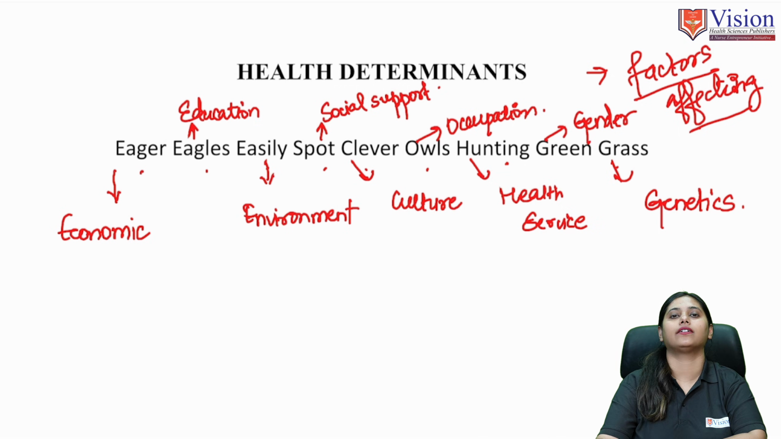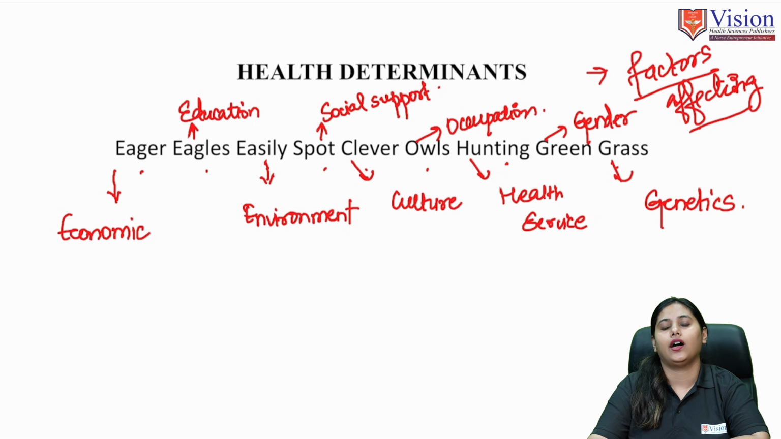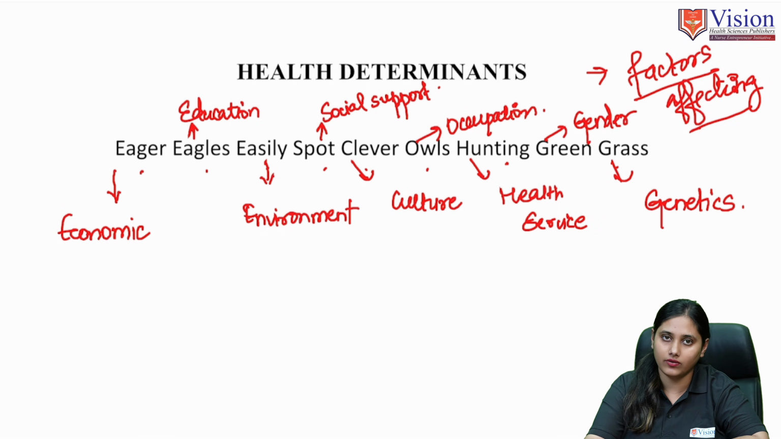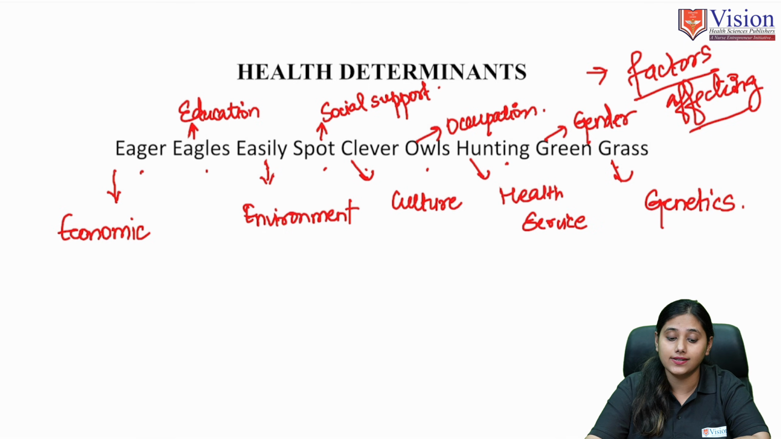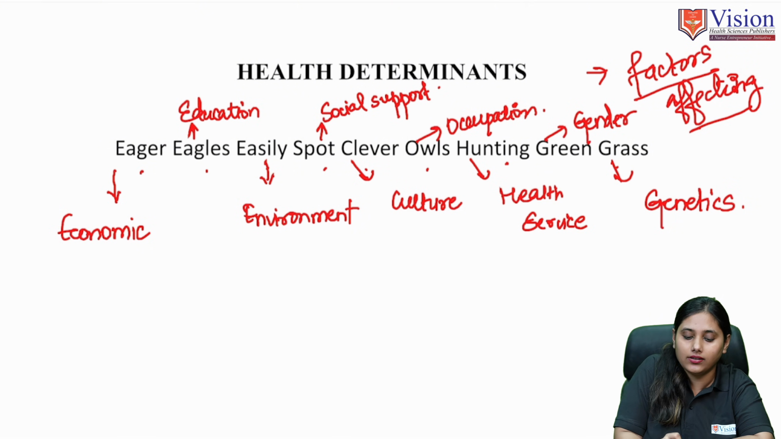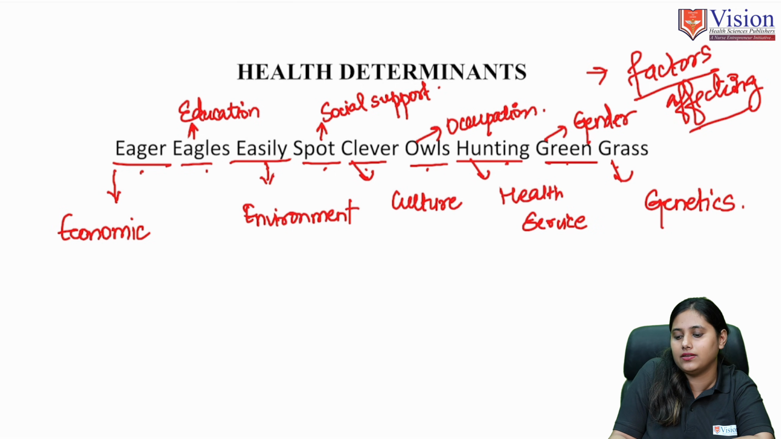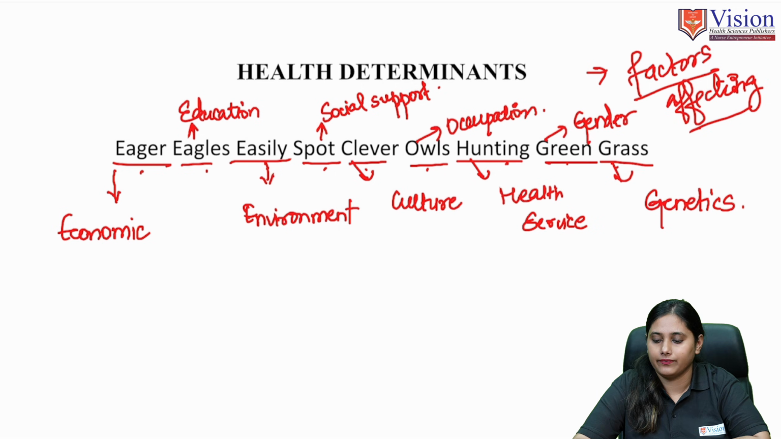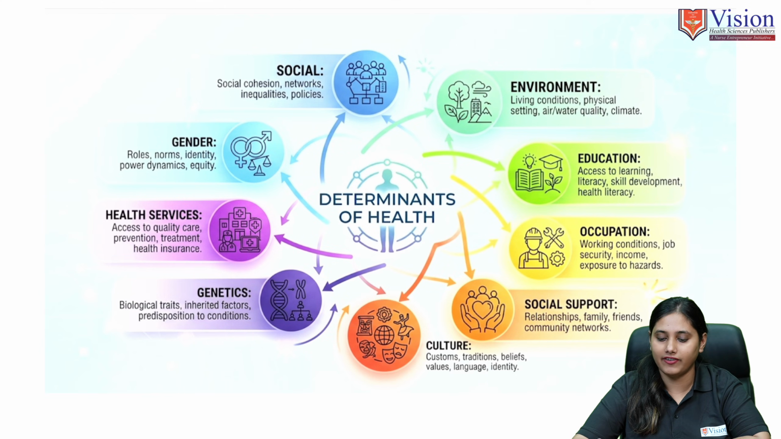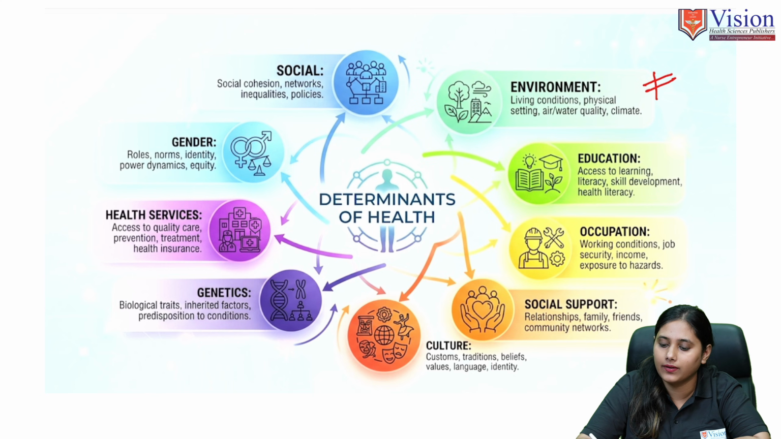Okay, so these are the health determinants affecting the health of an individual. And the mnemonic is: eager eagles easily spot clever owls hunting green grass. So let us discuss all these factors. First is the environment. How does the environment affect our health?